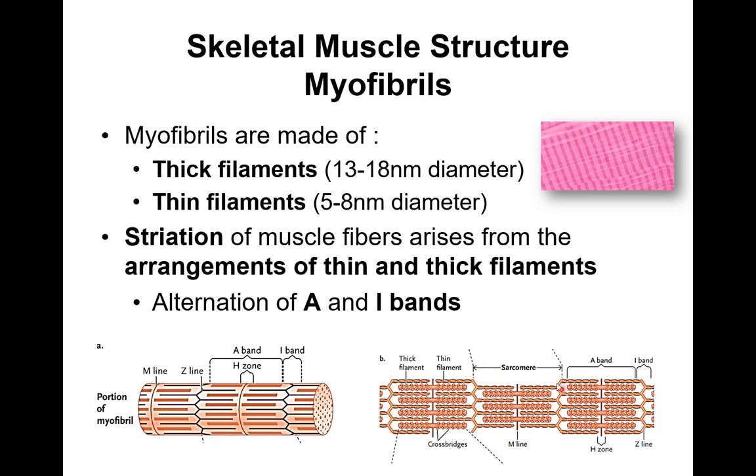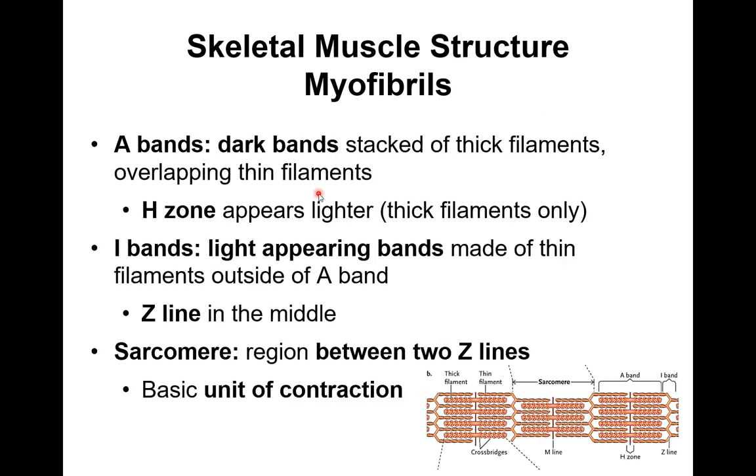Okay, so there is naming for this region here. Where you have the overlapping, it's referred to as the A band. So these dark areas here will correspond to the A band. The lighter part here will correspond to the I bands. So the A bands correspond to dark bands. Again, they're where you have the thick filaments overlapping the thin filaments right here.